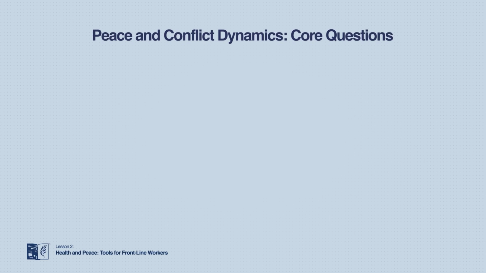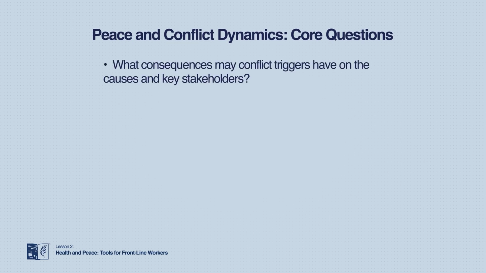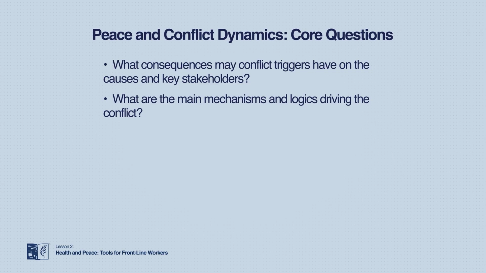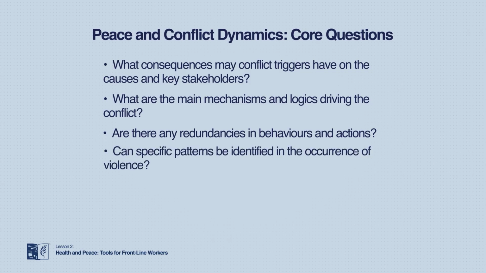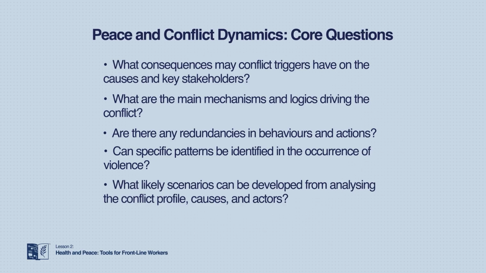Peace and conflict dynamics. Core questions. What consequences may conflict triggers have on the causes and key stakeholders? What are the main mechanisms and logics driving the conflict? Are there any redundancies in behaviours and actions? Can specific patterns be identified in the occurrence of violence? What likely scenarios can be developed from analysing the conflict profile, causes and actors? What are the main capacities for managing conflict?